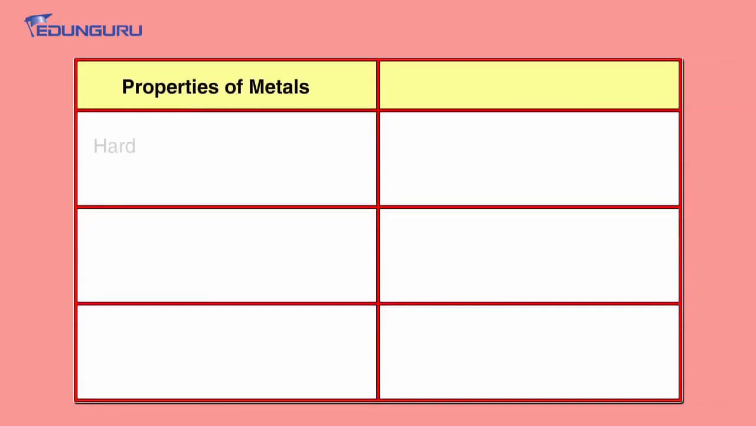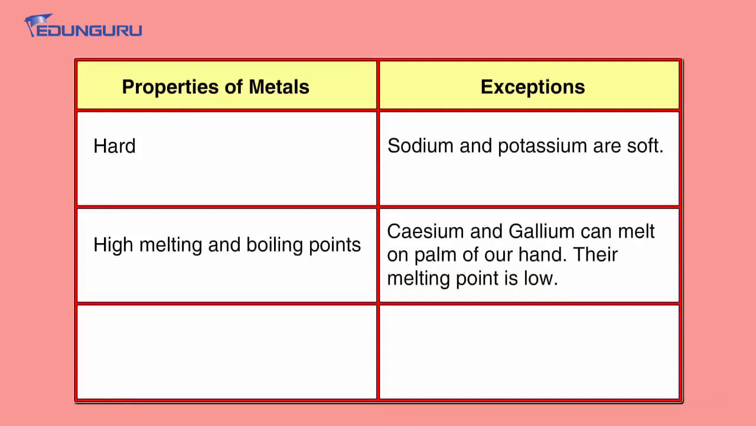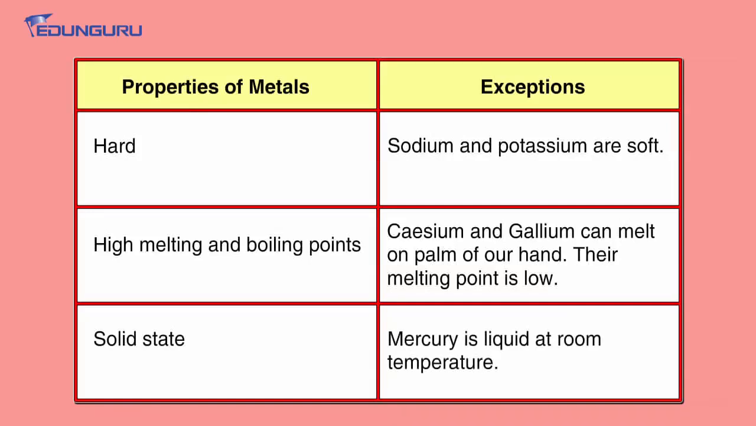Generally, metals are very hard, where exceptions are sodium and potassium, which are soft metals. Metals have high melting and boiling points. The exceptions over here are cesium and gallium. They can melt on the palm of our hand. Their melting point is so low. Metals are generally solid. The exception over here is mercury, which is a liquid at room temperature.